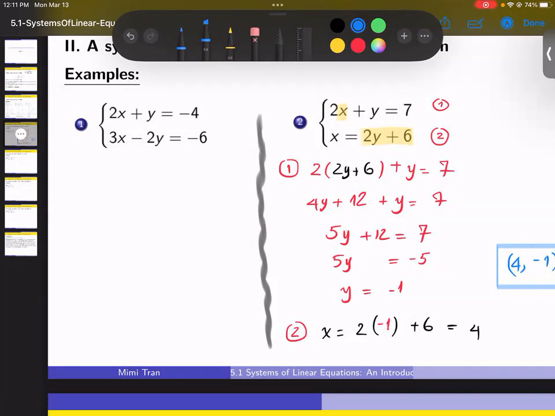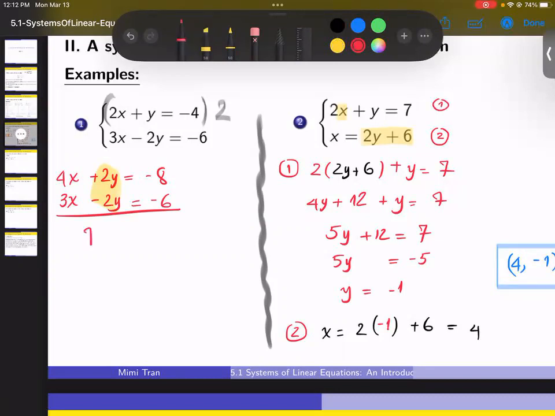I'm going to multiply the first equation by 2. So I have 4x plus 2y equals -8. Rewrite the second one: 3x minus 2y equals -6. Now you add, it's called elimination. One of the variables should be eliminated. 4x plus 3x is 7x. -8 plus -6 is -14. x is -2.